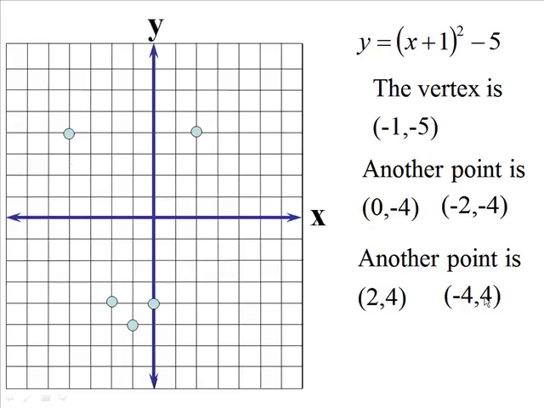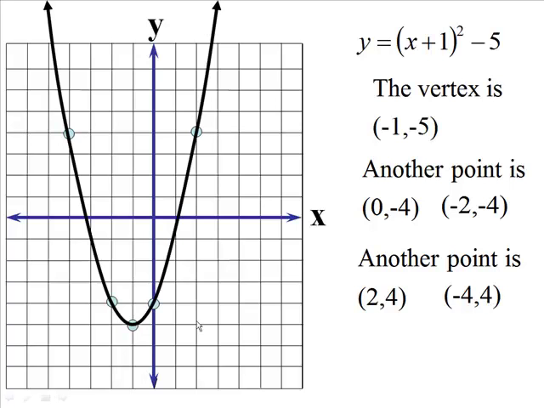Now let's check this point with our equation right here. Negative 4 plus 1 is negative 3. Negative 3 squared. What's negative 3 times negative 3? 9 once again. Remember we had 9 a minute ago? We have 9 minus 5, which is 4. Okay? Now we'll draw a line through here.